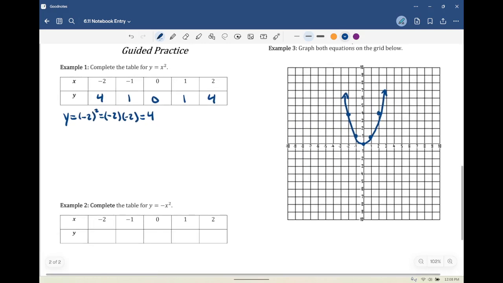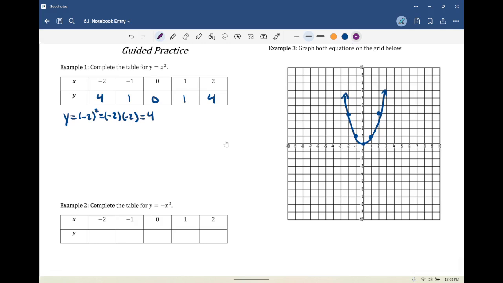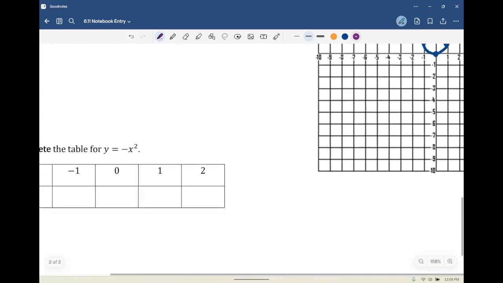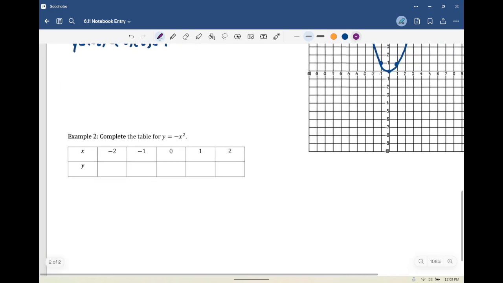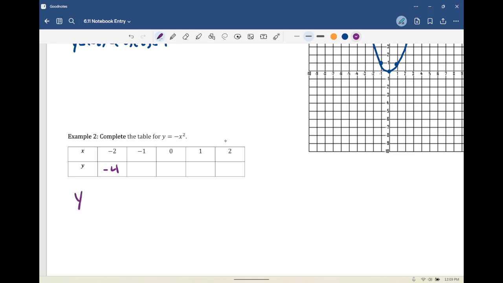Now, same thing, only with the second equation. What's changed? Example 2, what's changed? Yeah, you get the negative in front. And so I'm going to take all the squared values, and I'm going to make them negative. What's negative 2 times negative 2? 4. Now make it negative. Negative 4. Because this would be y is equal to the negative of negative 2 squared, which is the negative of negative 2 times negative 2, which gets us to negative 4.